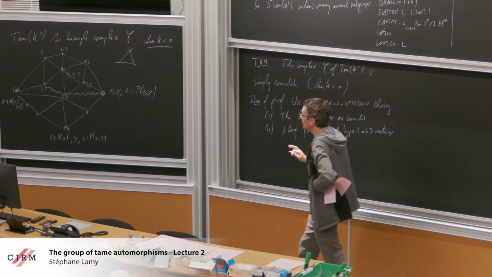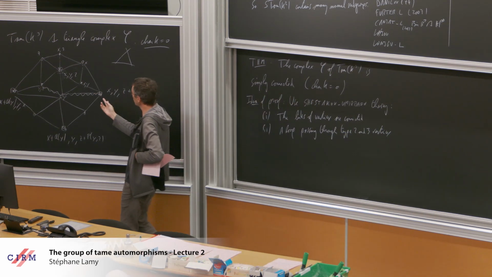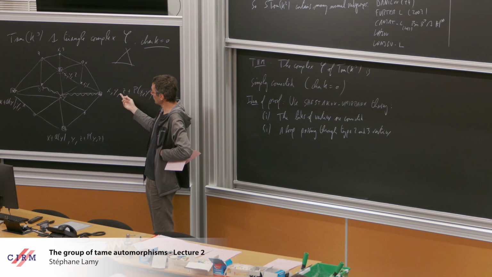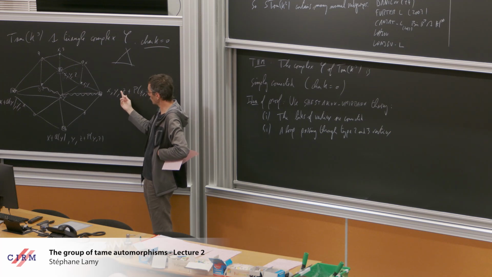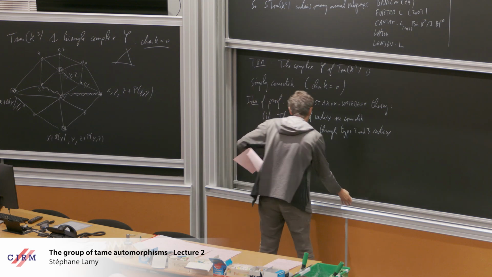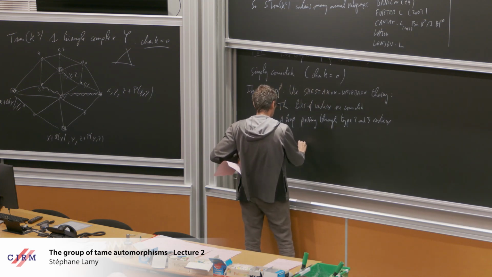And for type 3 vertices, you have a notion of degree, the degree of the associated map. So the map is given up to an affine map, so up to an affine map, it doesn't change the degree. So the degree is attached to each vertex. And so maybe your loop is coming.